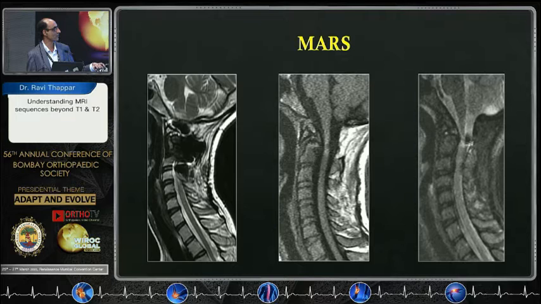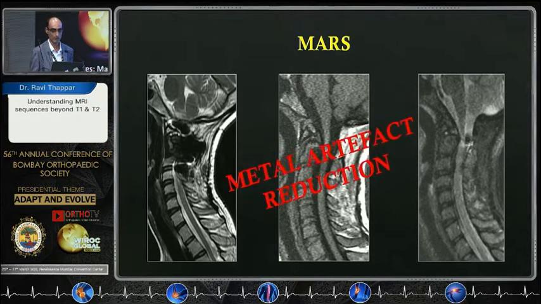Here you can see there is the os odontoideum and that is the anterior arch. Even here you can get an idea that there is no active cord compression now. You still can't really evaluate the intrinsic signal of the cord because of the artifacts, but at least you are getting much better information than what you had before.